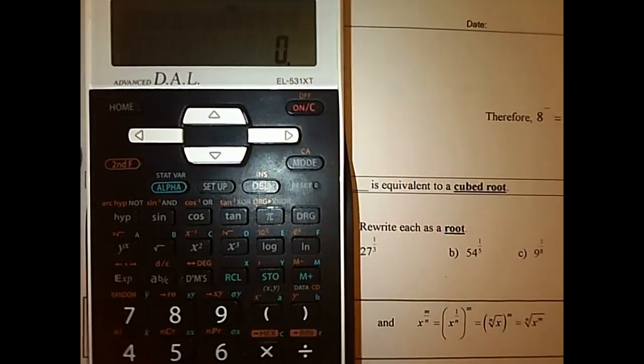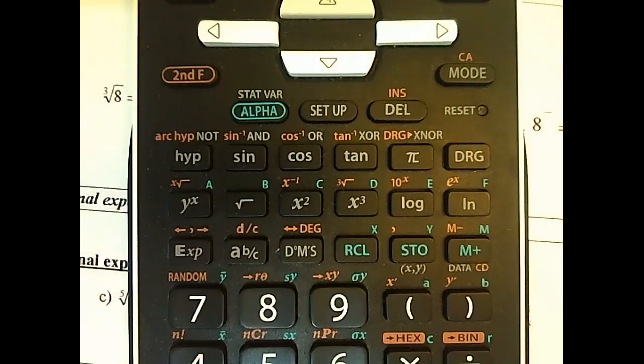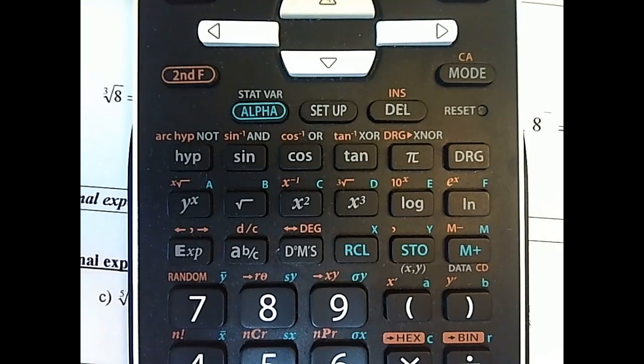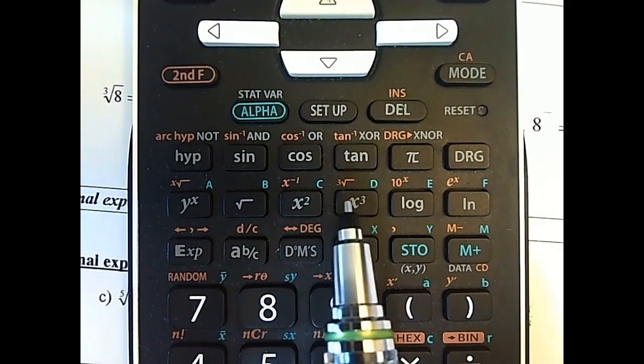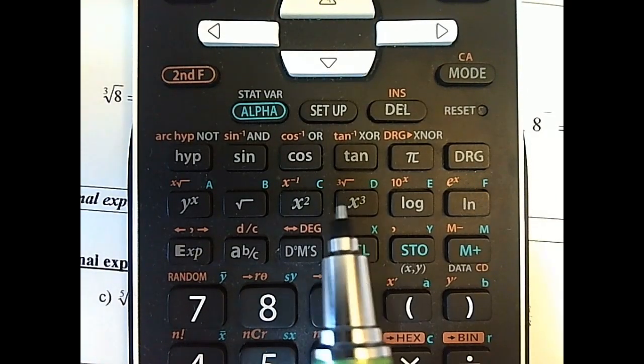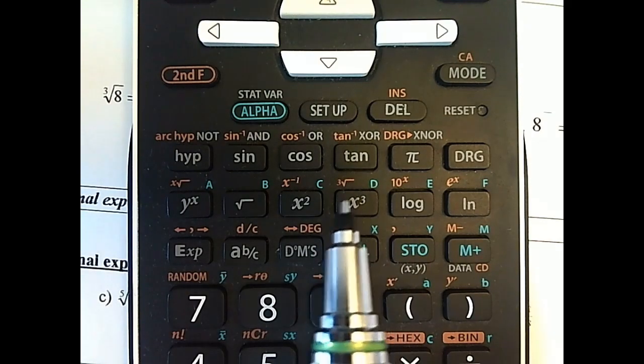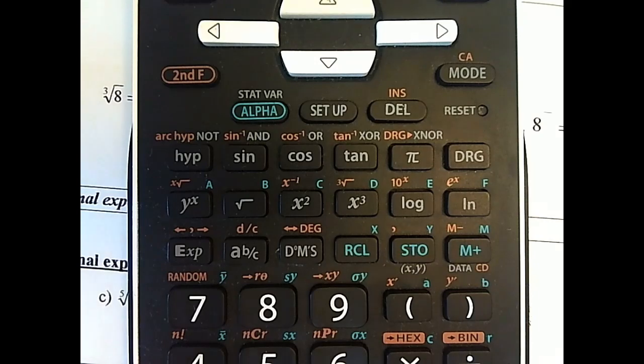So some calculators actually have a cube root button. Let me see if I can zoom in even more. What if I press this focus button? Oh, there we go. So here's a cube root button right here. And for me to access that, I would do the second function and then this button because it's over it. It might be a different spot on your calculator depending on the calculator.